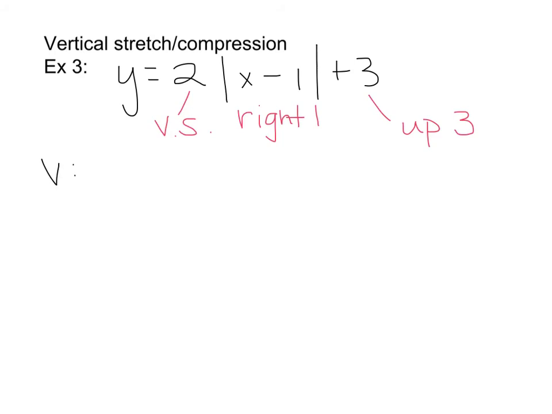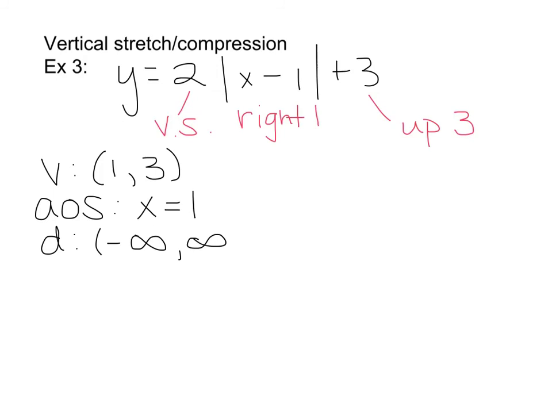So let's start by talking about our vertex. So if I move my point to the right 1 and up 3, my vertex should be at (1, 3). My axis of symmetry is x equals the x part of my vertex, so x equals 1. Then my domain, always going to be -infinity to +infinity because it's never going to stop growing. The range, okay, A is +2, so that means it's going to be from k, so the y part, so from 3 to infinity.